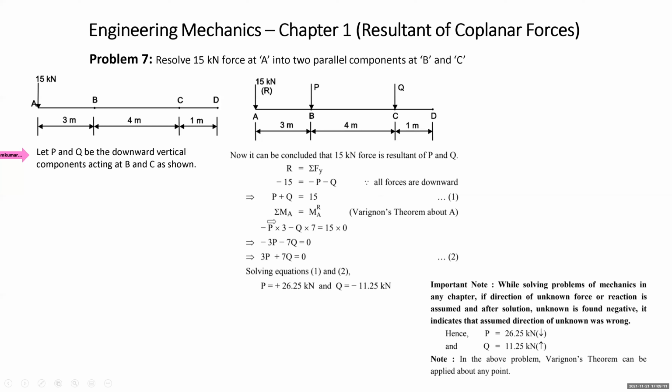अभी मुझे Varignon's theorem लगाना है. Varignon's theorem आप A point के about लगा दो, B के about लगा दो, C के about लगा दो, D के about लगा दो, कुछ फर्क नहीं पड़ेगा. यहाँ मैंने A के about लगा दिया. Sigma MA is MRA. Sigma MA में लूंगा तो moment किसका लेना है मुझे? P और Q का.